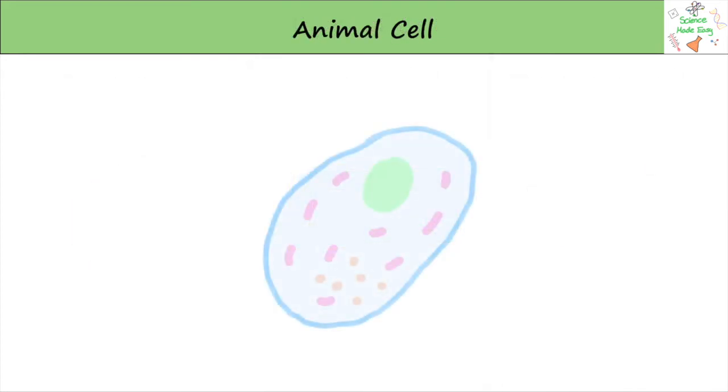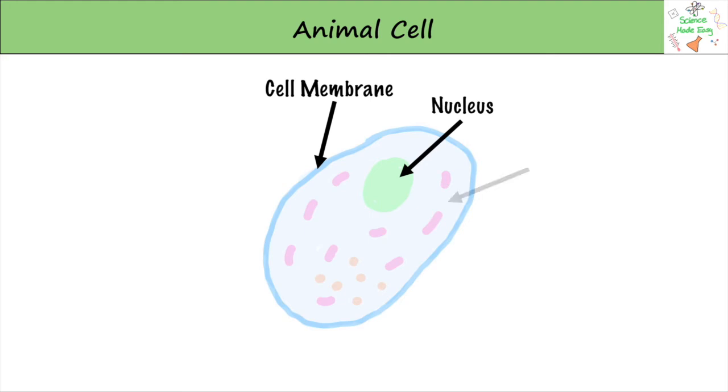Let's look in detail at the animal cell. Around the outside it has a cell membrane which controls what enters and exits the cell. It also has a nucleus which holds all of the cell's DNA. The jelly-like substance in the middle of the cell is the cytoplasm, which holds all of the structures and is where the chemical reactions happen.